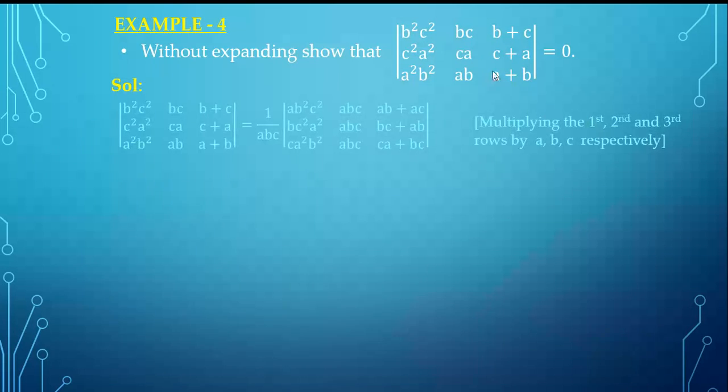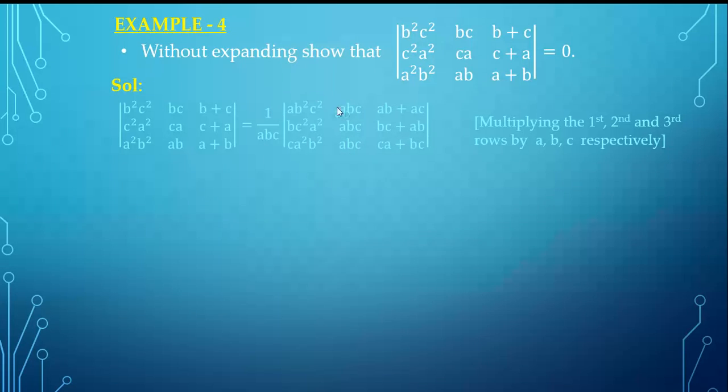Here we multiply the first, second and third rows by A, B, C. When we multiply a scalar quantity with a row, we also have to divide by it. So when we multiply R1 by A, we have to divide by A. When we multiply R2 by B, we also divide by B. When we multiply R3 by C, we also divide by C. So we divide by ABC and multiply R1 by A, R2 by B, R3 by C, right? So now we have this determinant.